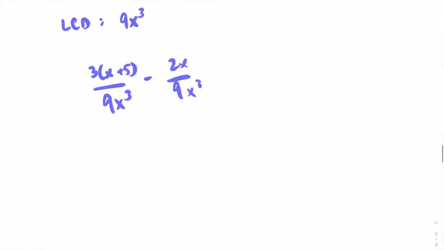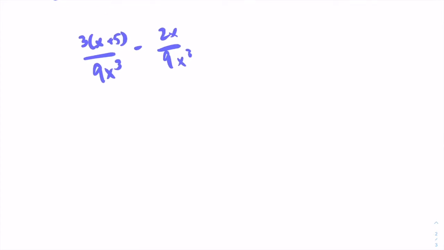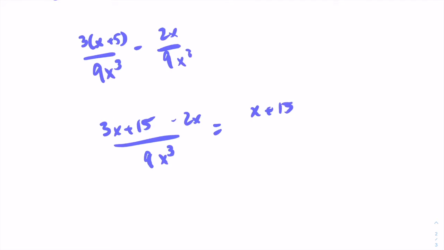Now that they have common denominators, let's combine them. I'm just going to use a distributive property as well. And I get x plus 15 over 9x cubed.